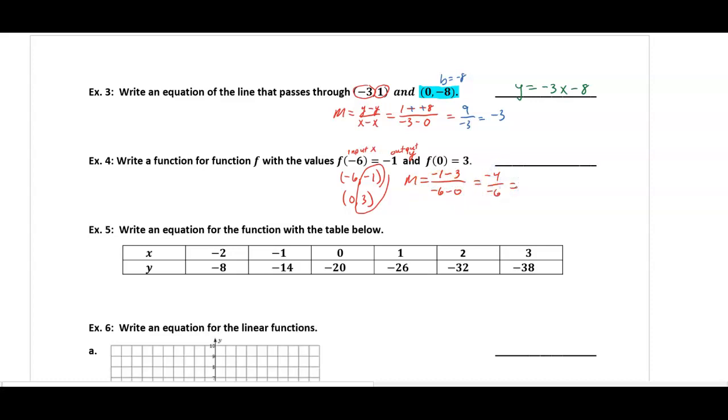Now remember, a negative divided by a negative is a positive. 4 over 6. 4 and 6 can both be divided by 2. 4 divided by 2 is 2. 6 divided by 2 is 3. So my slope here is 2/3. So right away, my function would be f of x equals m, which is 2/3, times x. And if you notice, which ordered pair has an x value of 0? This one here. So right away, it's going to be 2/3 x plus 3.